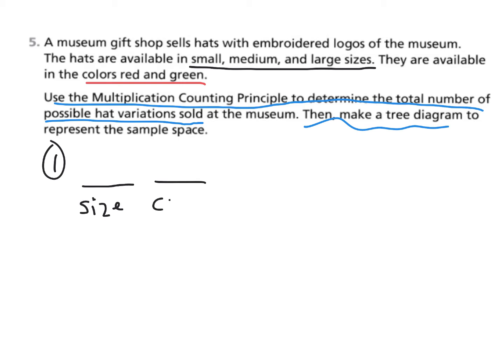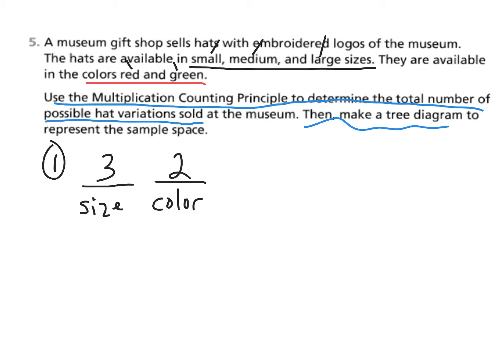Another option I have is the color. So I need a blank for the size, I need a blank for the color. Okay, and then we're just going to look at how many options we have in each case here. So for the size, it could be small, medium, or large. So that's 3 options. For the color, it could be red or green.